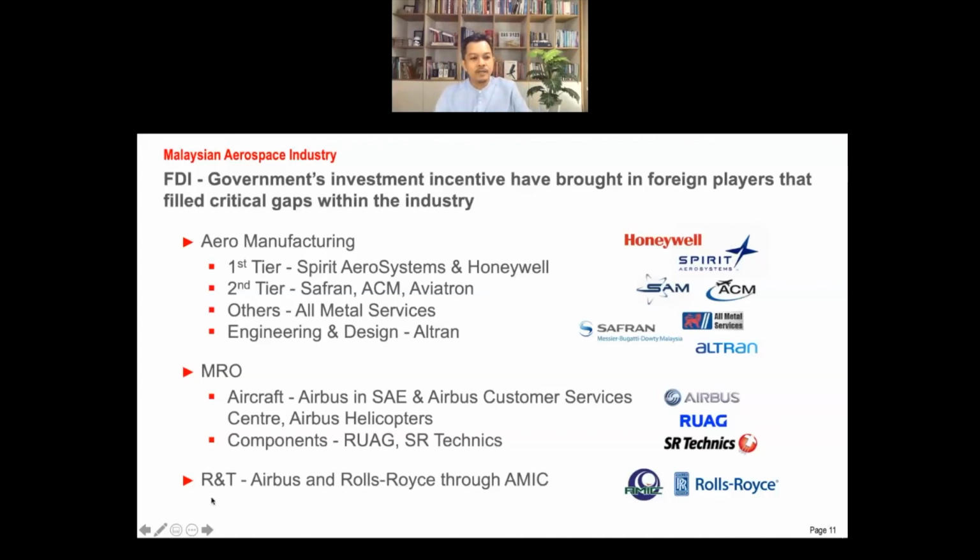And the establishment of research and technology entities. Before 2011, we did not have any entity related to R&D. R&D was only being conducted in the universities. So through the initiative under the Malaysian Industry-Government Group for High Technology, MIGHT, as well as other industry players, we managed to form an entity called Aerospace Malaysia Innovation Center.